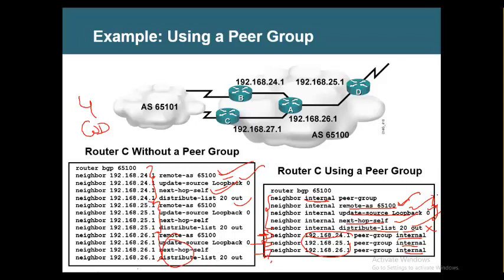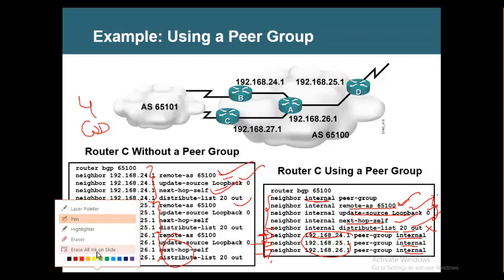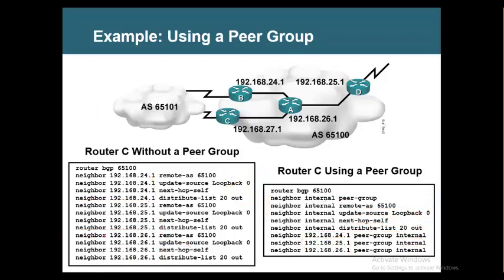So what's the advantage of peer group? Peer group helps to configure the common configurations, common policies in an easy way. Instead of repeating the same configurations with multiple neighbors, we create a template. We put those common configurations in the template. We call the template to whichever neighbor we want.